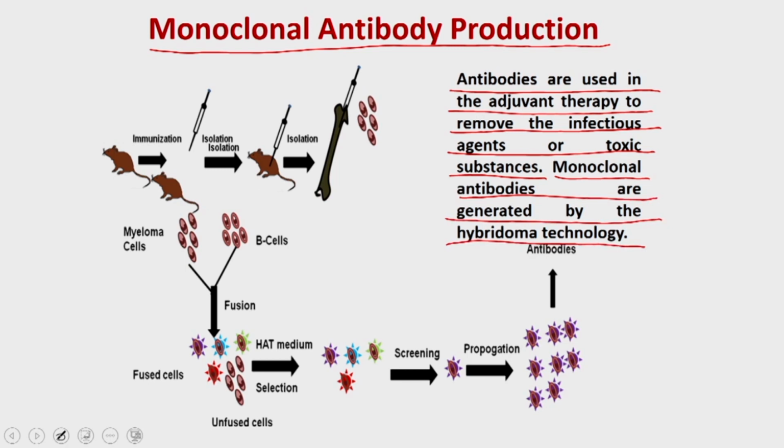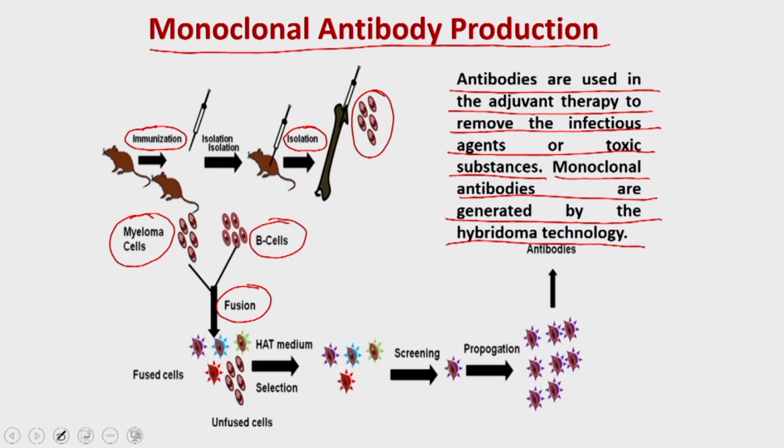In this hybridoma technology, you need two different types of cells: myeloma cells and B cells. These B cells you have to get from mice. In the total technology, first you immunize the animal, and once you immunize the animal, you isolate the B cells from the bone marrow, and then these B cells are used along with the myeloma cells for fusion reactions to generate the hybridoma cells.